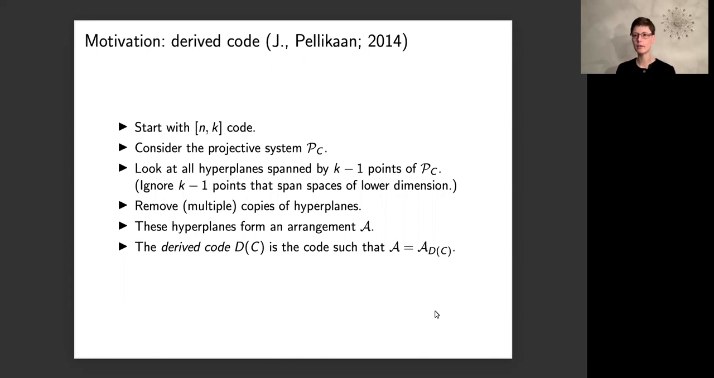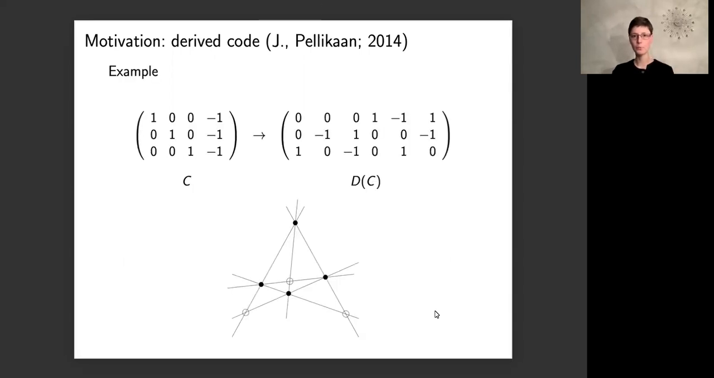And we just ignored if k-1 points span a space of a lower dimension. We are just interested in what these hyperplanes are doing. Maybe you have some multiplicities, we throw them out, and you end up with a hyperplane arrangement. The derived code now is the code coming from this hyperplane arrangement. Basically, you take your hyperplane arrangement, you coordinatize your hyperplanes, and you put them in the columns of a matrix, and then you get another generator matrix of a code out of it. So let me explain this with an example.